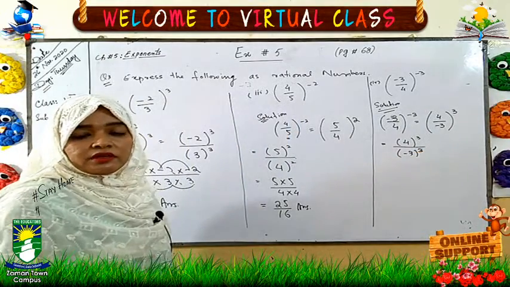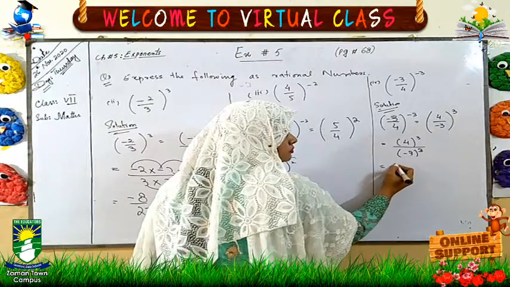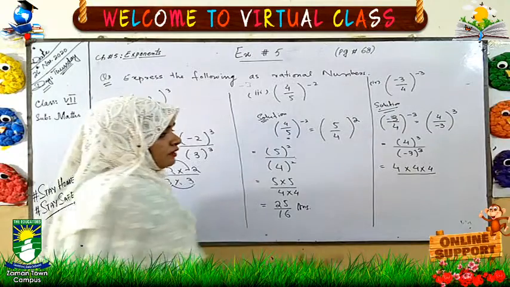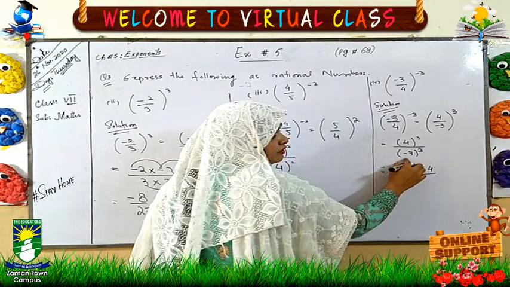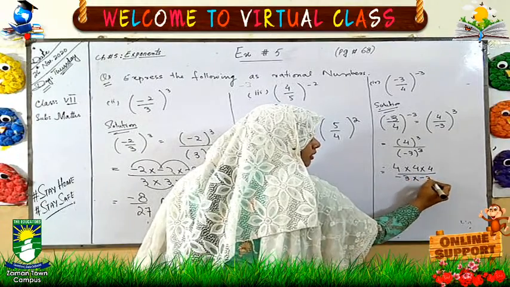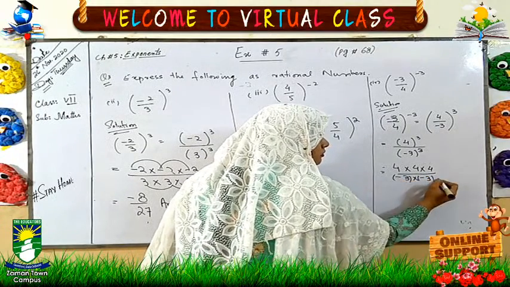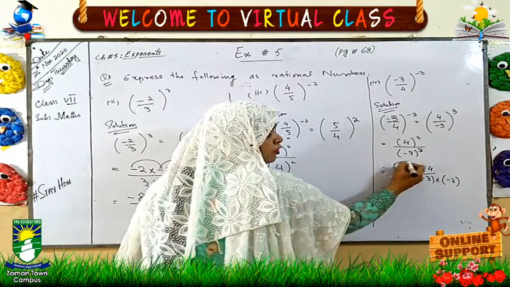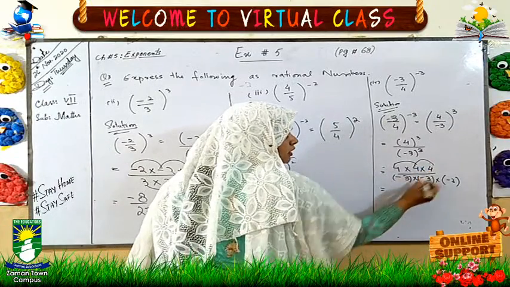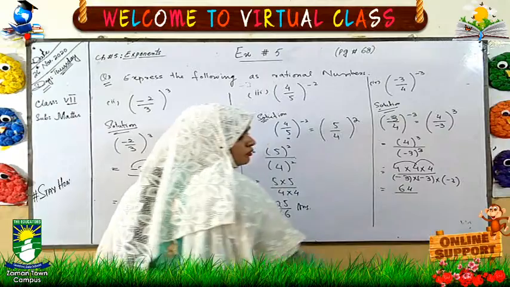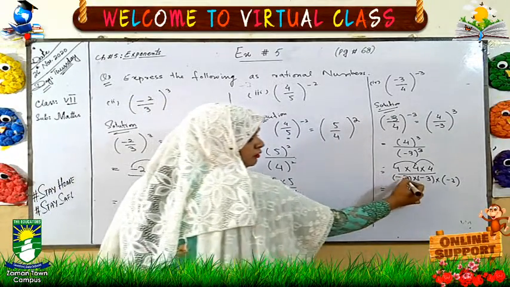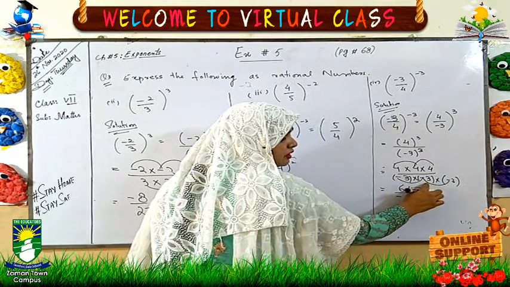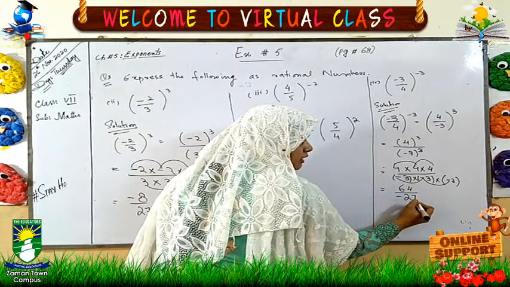Now you have 4 power 3, it means you will multiply 4 by 4 three times. In the same way, minus 3 power 3 means minus 3 multiplied by minus 3 multiplied by minus 3. Now multiply your values. 4 fours are 16, 16 fours are 64. First multiply your signs. Minus minus is plus, plus minus is minus. 3 threes are 9, 9 threes are 27.